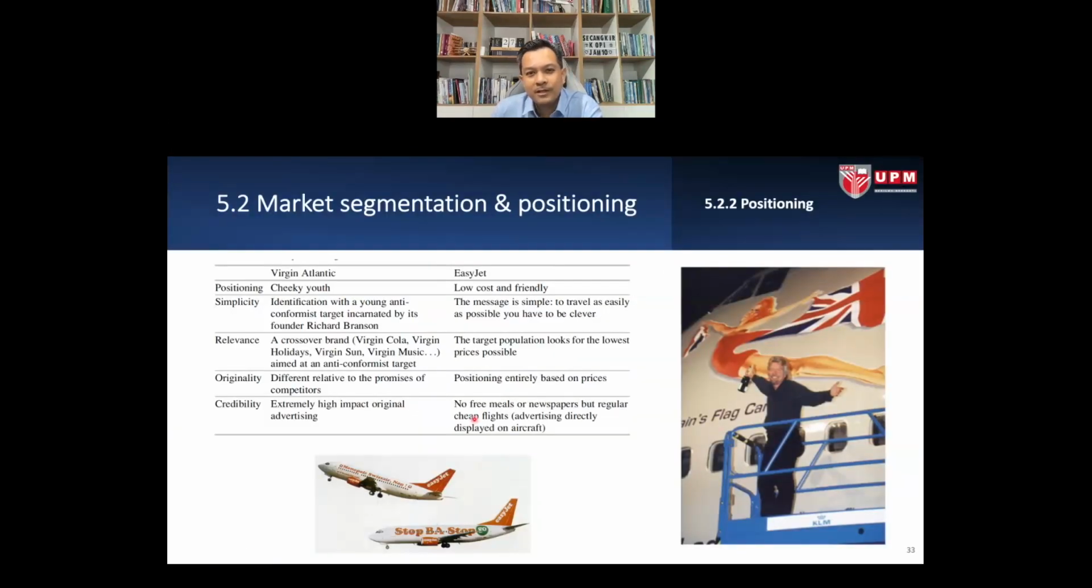And then if we look here, positioning, example of Virgin Atlantic versus EasyJet. Okay, Virgin Atlantic normally they position themselves as a cheeky youth. They used to use that as their positioning, whereas EasyJet use low cost and friendly. So you can see credibility for Virgin Atlantic, extremely high impact original advertising. EasyJet, no free meals or newspapers, but regular cheap flights, advertising directly displayed on aircraft. So these are different strategies of marketing used by real airlines.